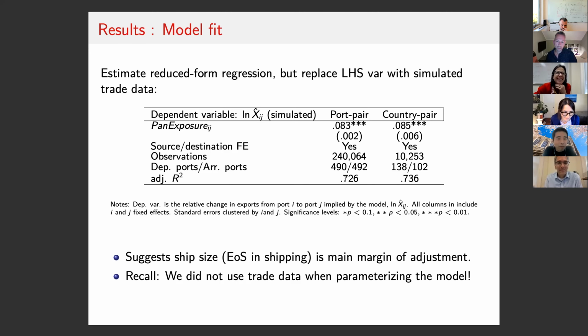So here I'm doing the reduced form exactly as I showed you early in the presentation, but I'm replacing my left-hand side variable with a change in trade according to the model. So that's the X hat here, simulated, right? Doing exactly the same regression at the port pair level, we get an 8% increase in trade, and at the country pair level, 9%. And I think what you saw in the beginning was 9-10%. So the model delivers very, very similar responses.